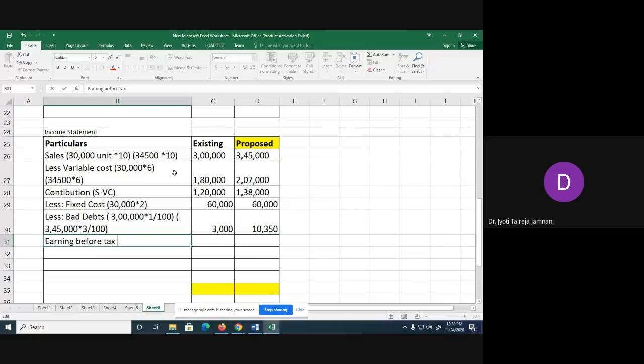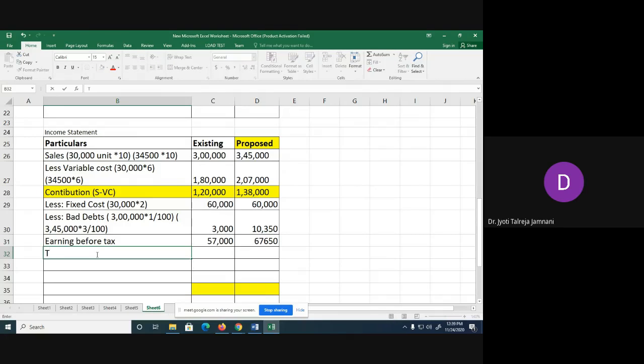So earning before tax from contribution, you minus these two. So 1,20,000 minus 60,000 minus 3,000. If I do, I get 57,000. And 1,38,000 minus 60,000 and 10,350. You will get 67,650. So this is earning before tax.